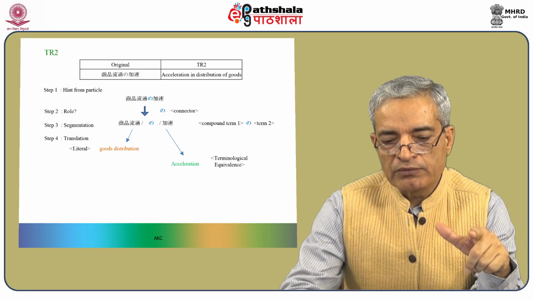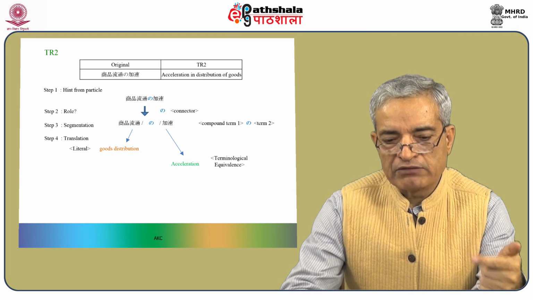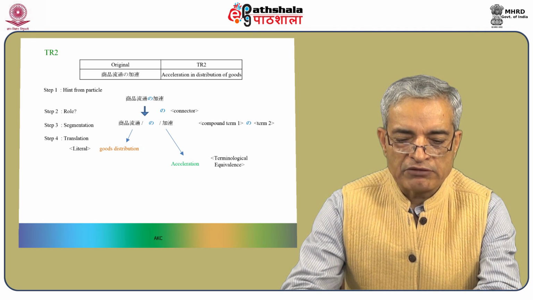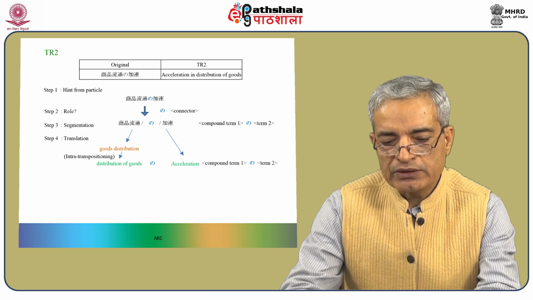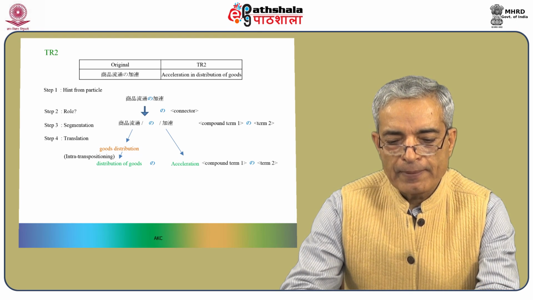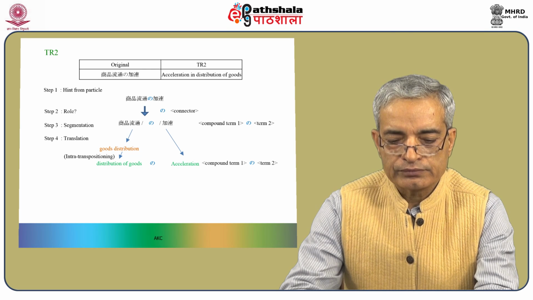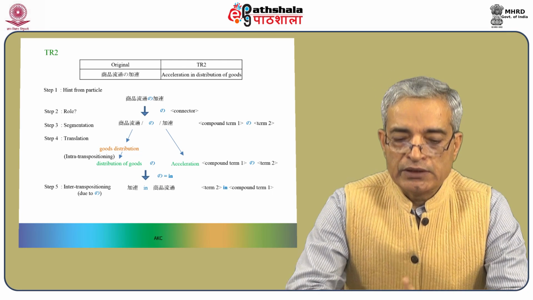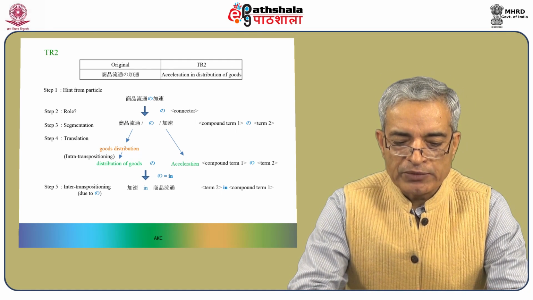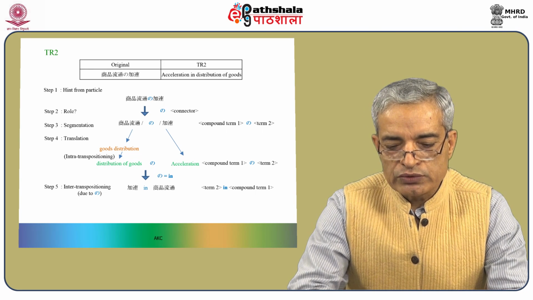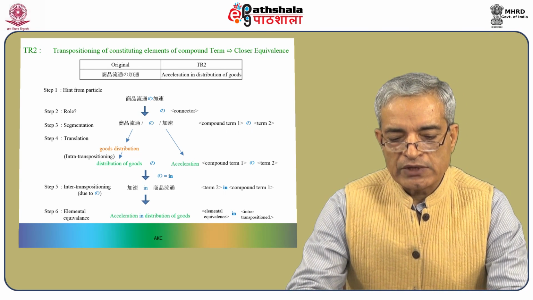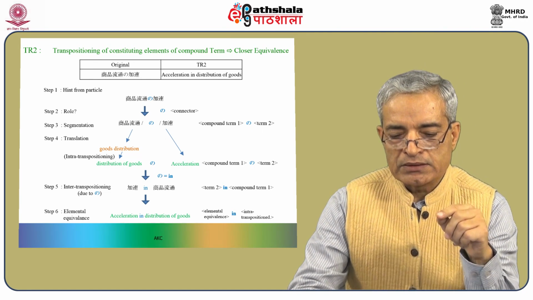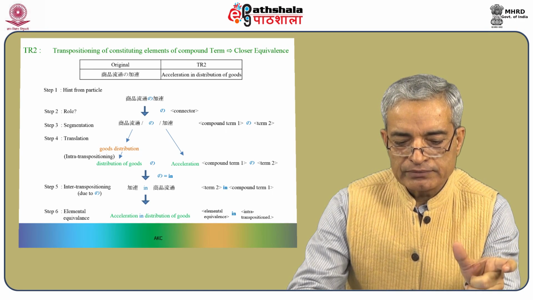Now if we look at compound term 1, its literal equivalence is goods distribution, and kasoku is acceleration, which is a terminological equivalence. So interpositioning, distribution of goods, no acceleration, that is compound term 1, no term 2, and in this case no is getting translated as in, so it becomes kasoku in shohin ryutsu, and therefore the equivalence comes as acceleration in distribution of goods. This in is coming actually from the context.